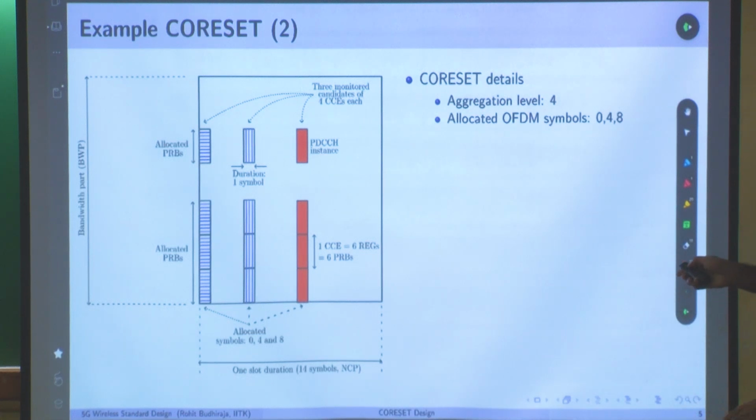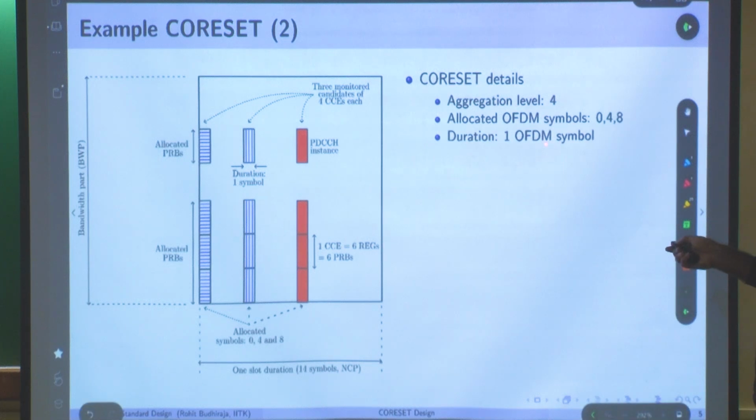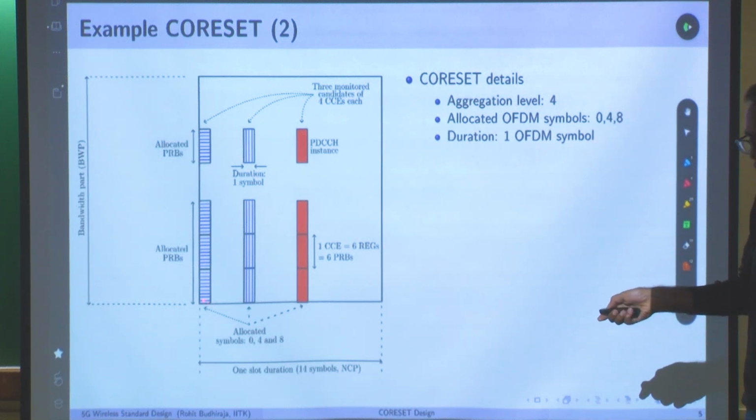So this is how the Coreset is defined: the allocated OFDM symbols are 0, 4 and 8, and the duration is 1 symbol. You see, it is defined over only 1 symbol.